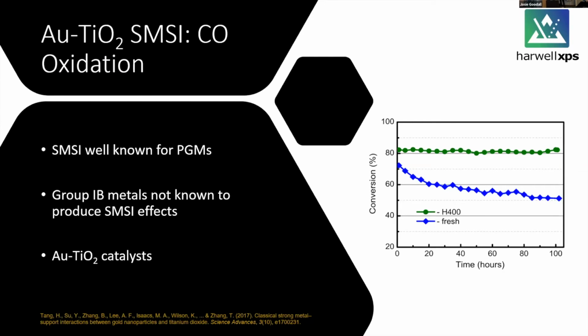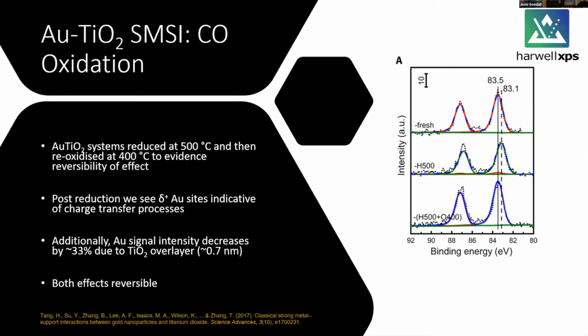Historically, coinage metals have not been known to produce SMSI effects so much. There were a couple of examples where they've been inferred in the literature for some silver on titanium, but certainly for gold on titanium, they haven't been observed in the past. So some collaborators had some gold on titanium catalysts, and they reduced them under hydrogen. They saw much increased stability and activity for CO oxidation, and so we kind of wanted to understand what was going on. And so a combination of TRIPS and XPS was performed to understand this.